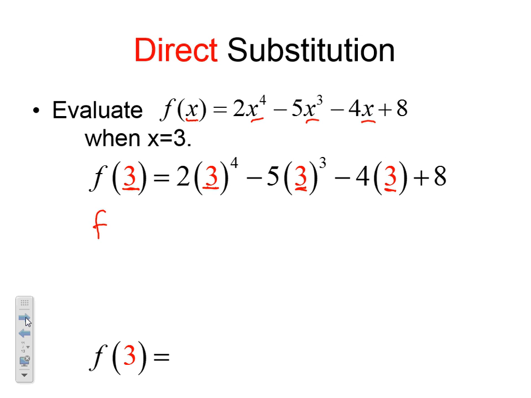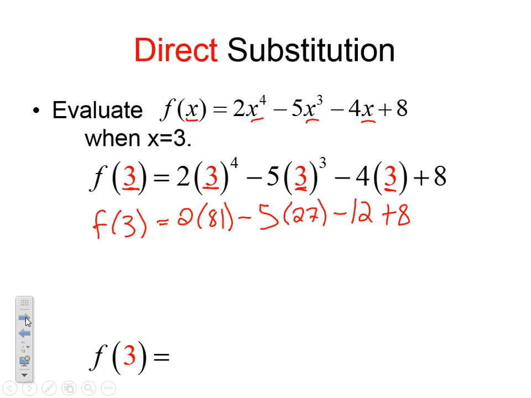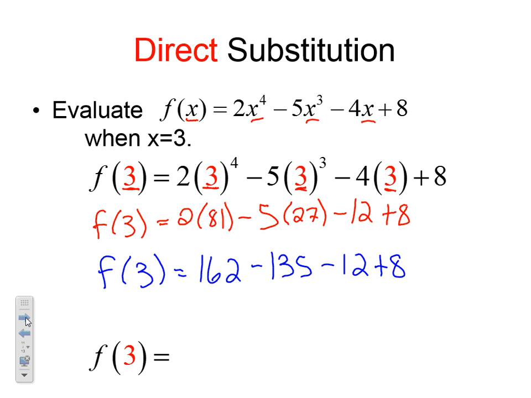So I get f of 3 equals 2 times 81 minus 5 times 3 cubed, which is 27, minus 4 times 3, which is 12, plus 8. Then I'm going to simplify some more, and I'm going to get f of 3 equals 162 minus 135 minus 12 plus 8. And then we would type this all into our calculator, and we would figure that f of 3 is 23. Okay, that is one way we can use substitution.